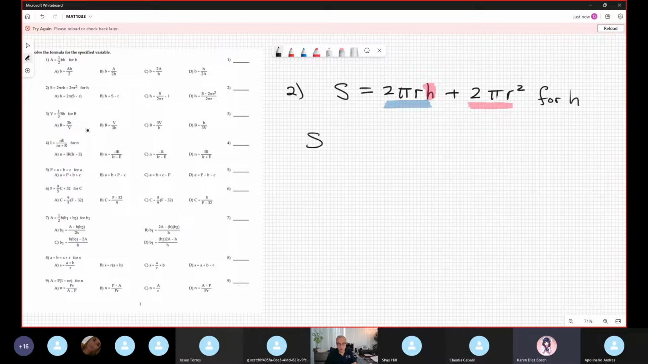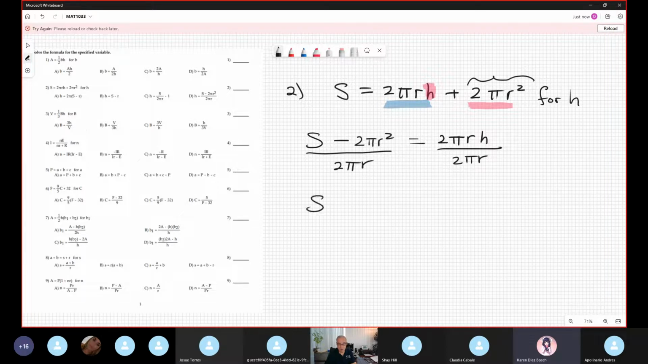I move this expression to the left, 2 pi r squared. We have 2 pi r h. Now I'm going to isolate. You divide both sides by 2 pi r. And that's it. S minus 2 pi r squared divided by 2 pi r equals h. This is a square, sorry. And this is my beautiful final answer.